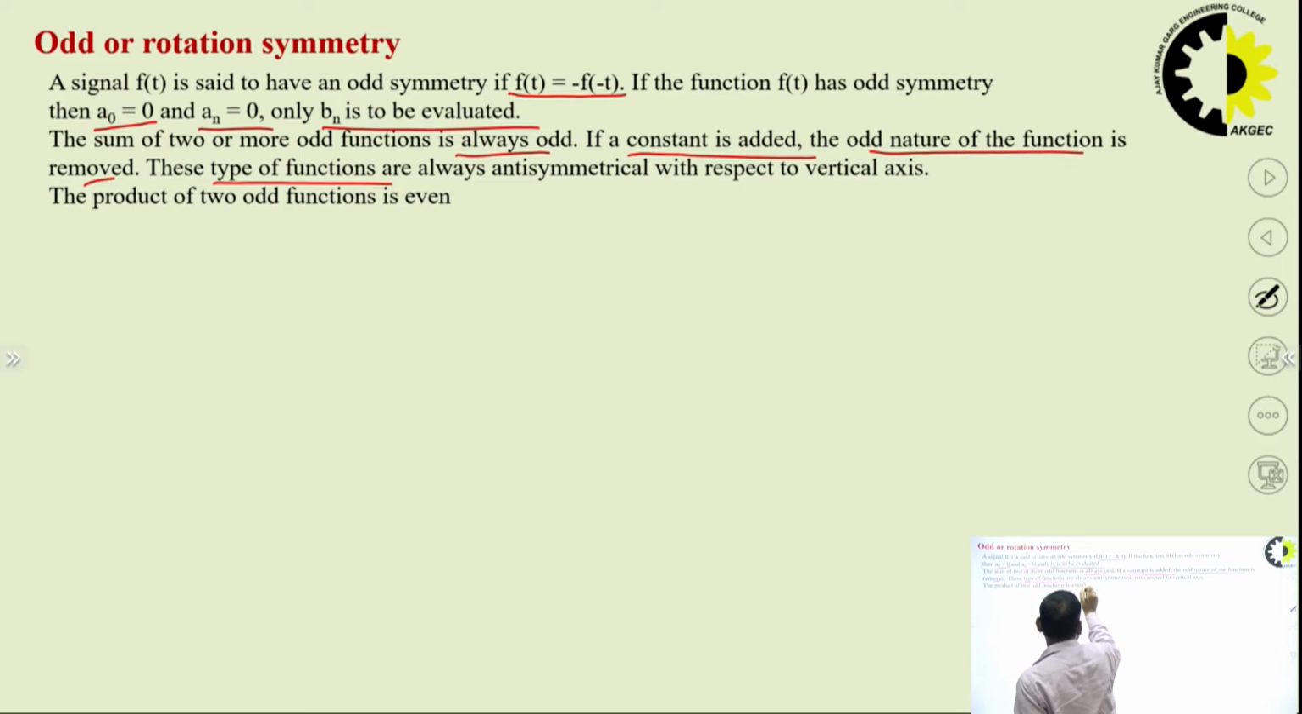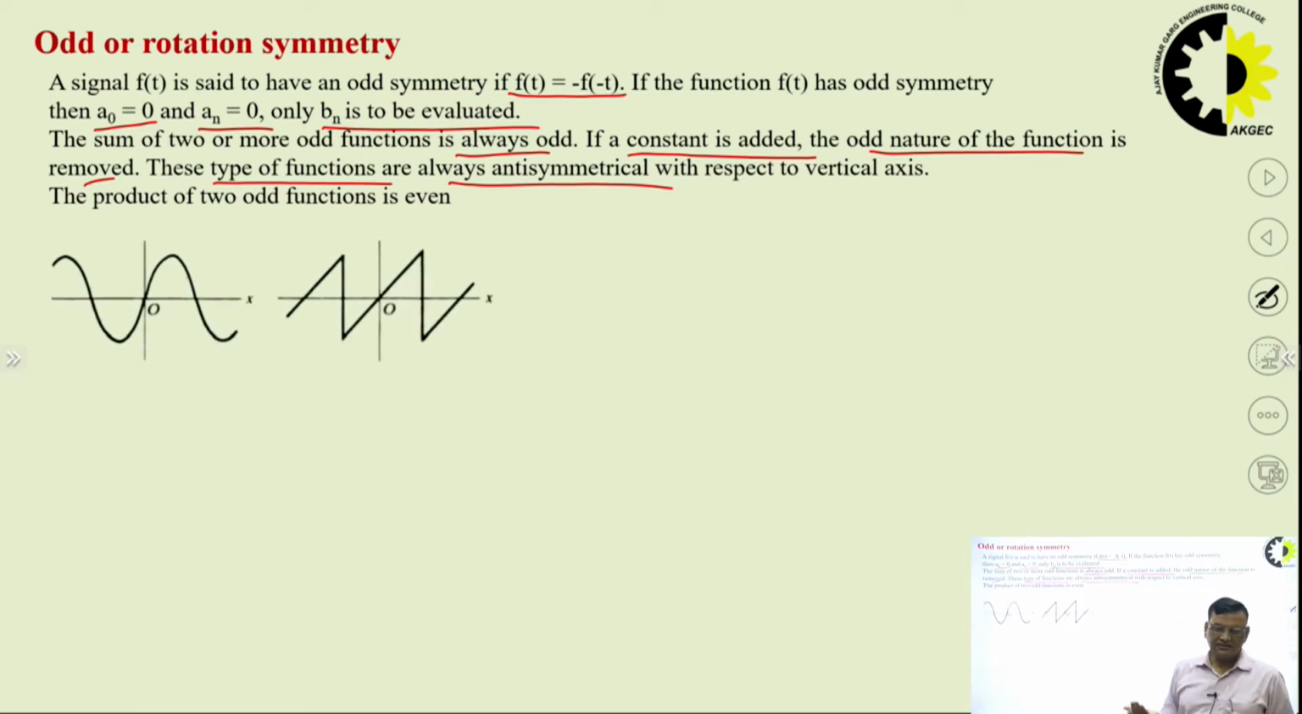These types of functions are always anti-symmetrical with respect to the vertical axis. So if the function has even symmetry, it is symmetrical about the vertical axis, whereas if the function has odd symmetry, then it is anti-symmetric. This way we can identify whether the given function is odd or even. The sine function is a very good example of odd symmetry, an odd function. We can see the anti-symmetry about the vertical axis there.